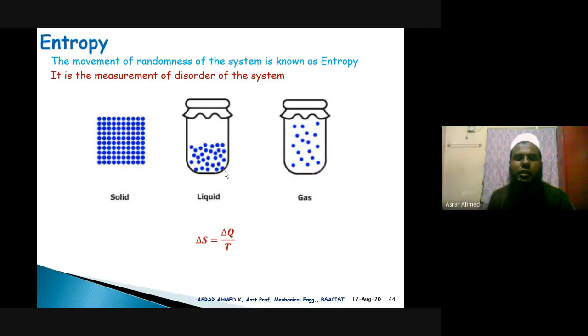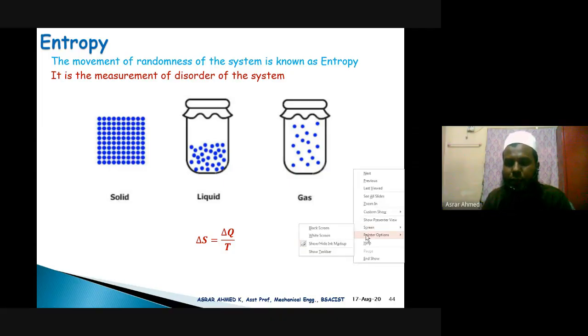It is given by a formula: the entropy change is equal to the heat change with respect to temperature. We shall discuss this with an example. S is the symbol for entropy, like H is the symbol for enthalpy. Can you remember when we were discussing the topic of enthalpy, we used this symbol, right?